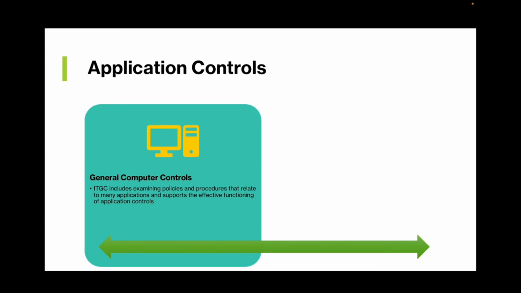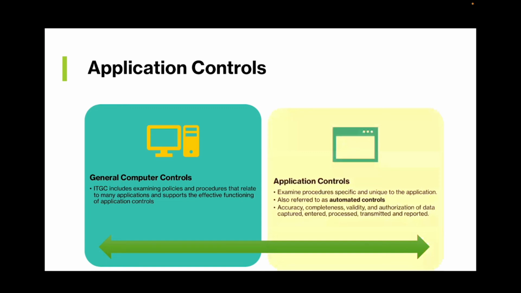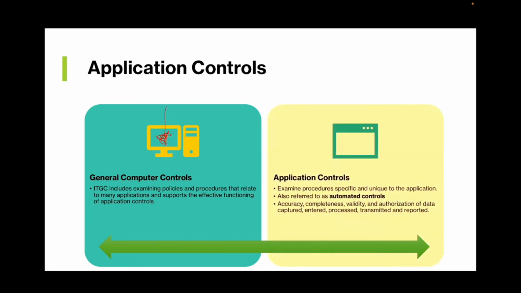So after discussing the risks, we move on to application controls. Controls fall within either general computer controls, which include IT general controls, examining policies and procedures that relate to many applications and support the effective functioning of the application control. Now, inside your general computer controls is your application controls, which examine procedures specific and unique to the application.